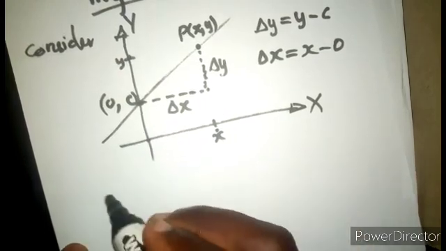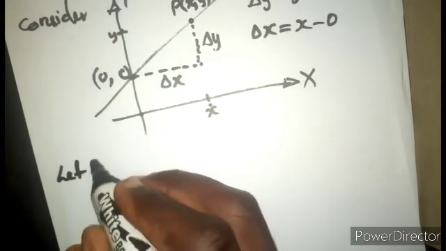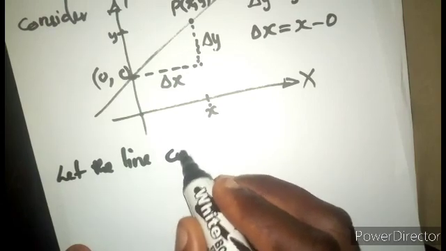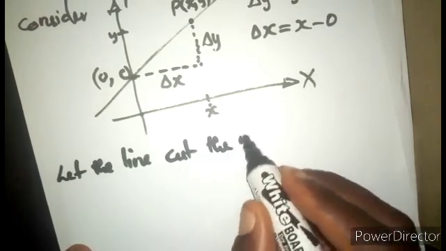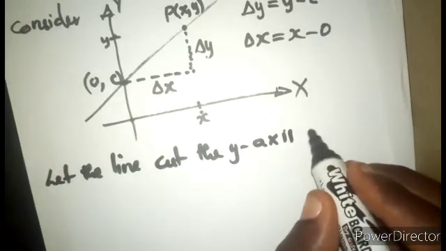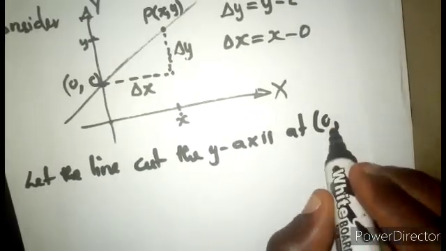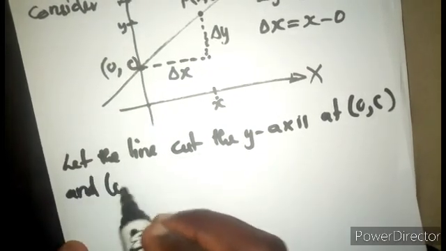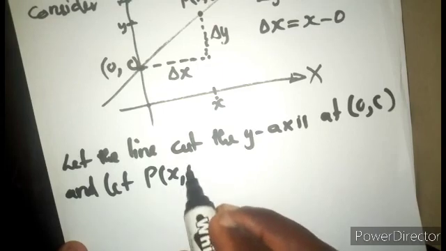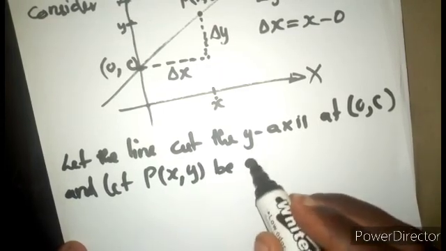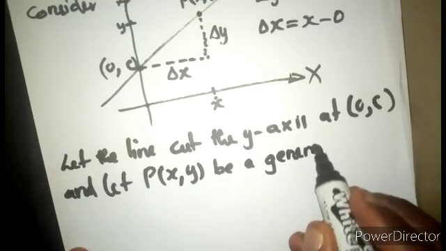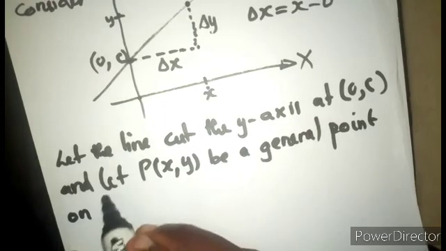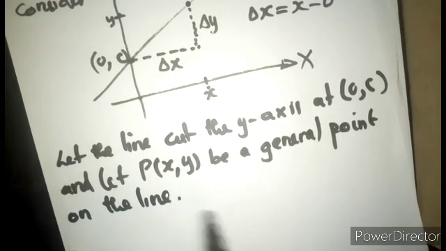So let's write something. We'll say let the line cut the y-axis at the point (0, c). Okay, and let P be an arbitrary point, or in other words, a general point, a general point on the line.